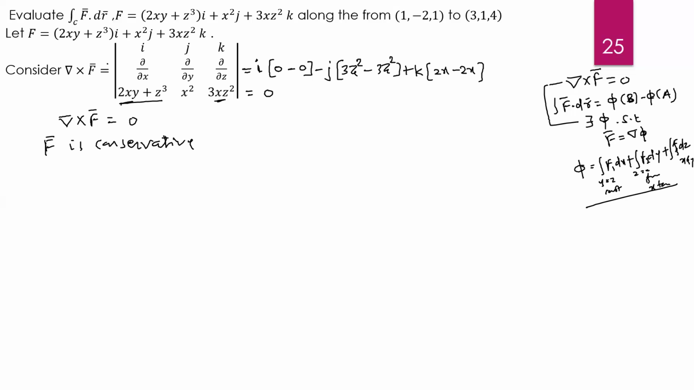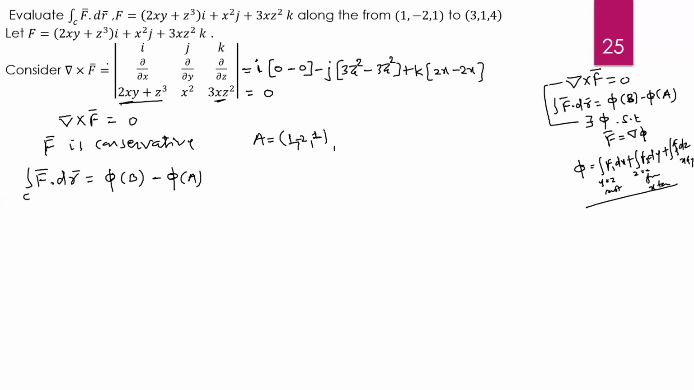Okay, if f bar is conservative, then the line integral of f bar dot dr bar over this path C is equal to phi of the upper limit, suppose upper limit B, minus phi of the lower limit A. So here A is the lower limit, say (1, 2, 1), minus phi at (2, 1).